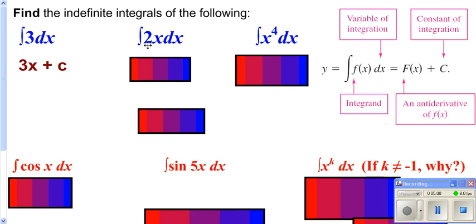So now you got to think, okay, 2x. 2x is the derivative of what? Well, that's an x squared, but then you got to remember plus c.